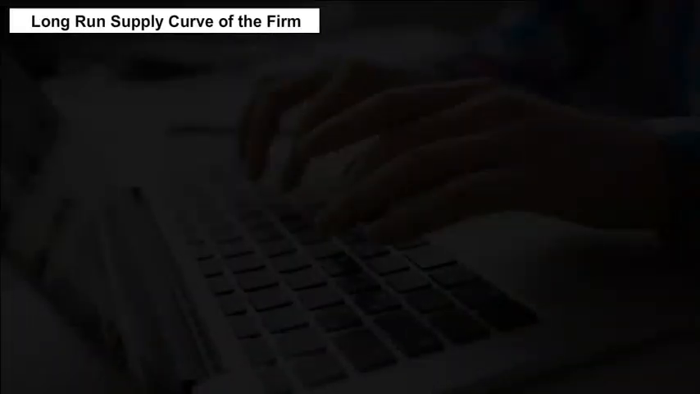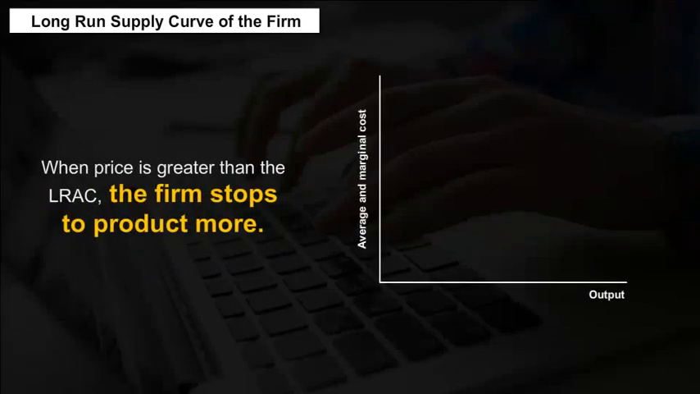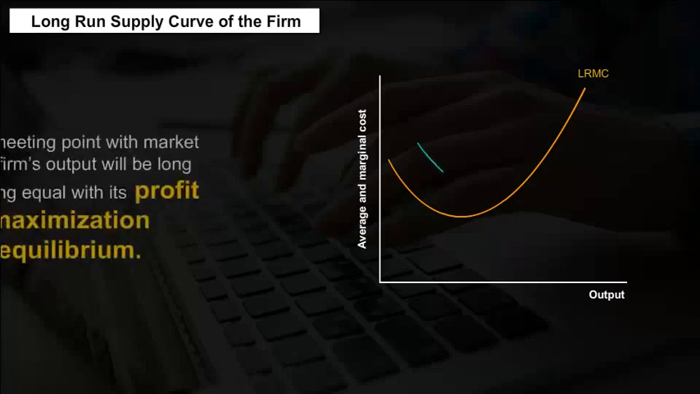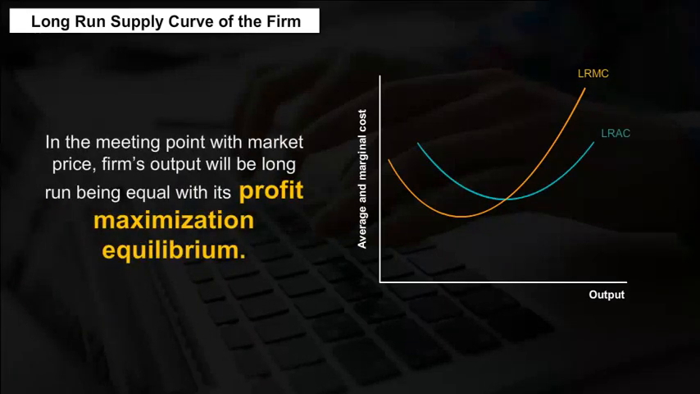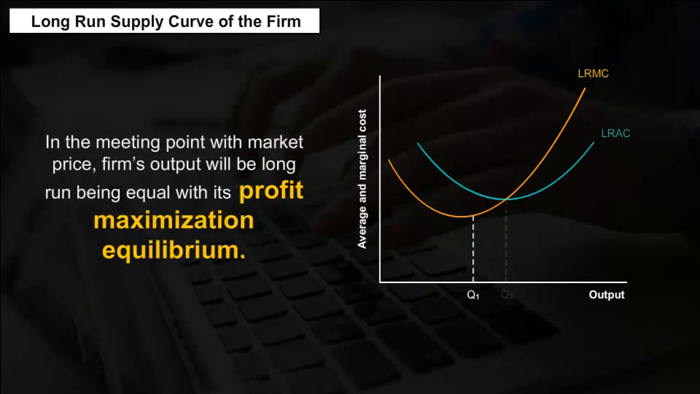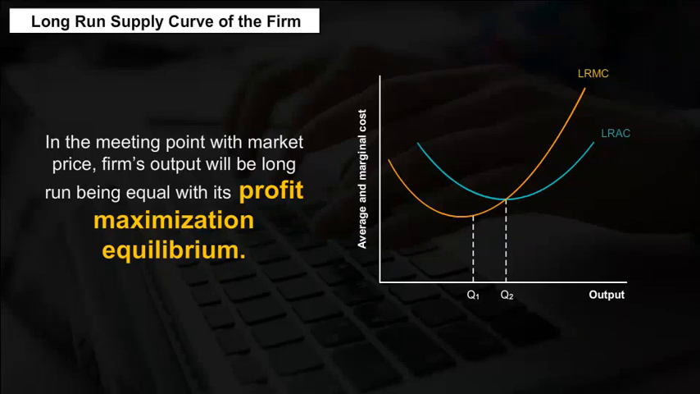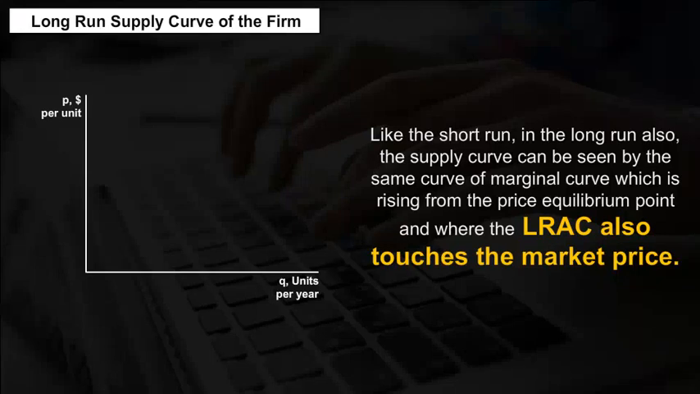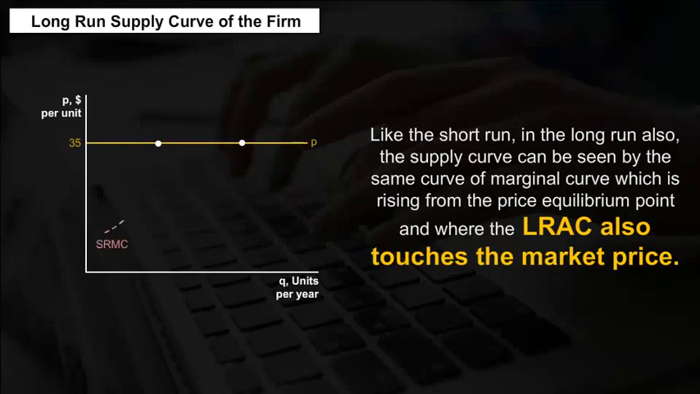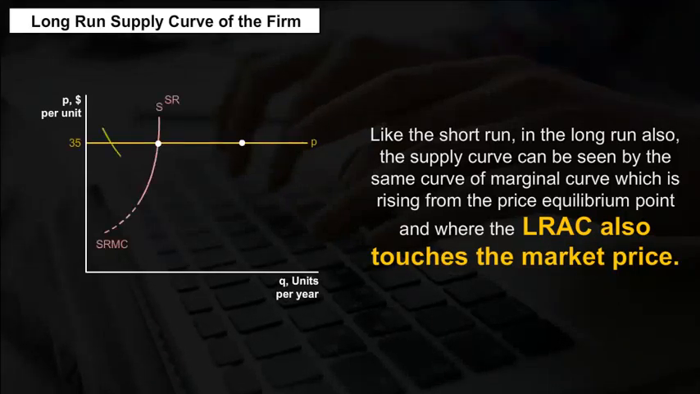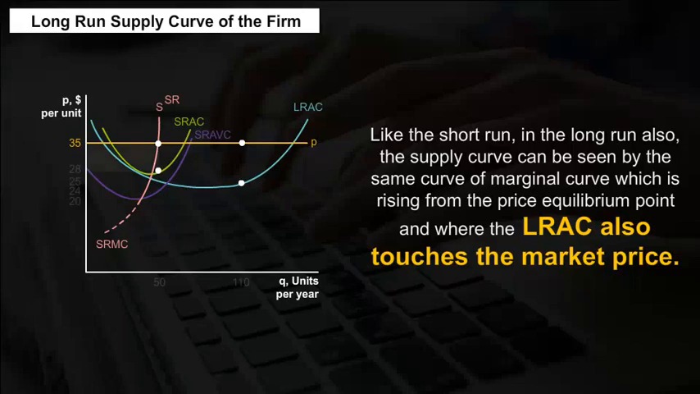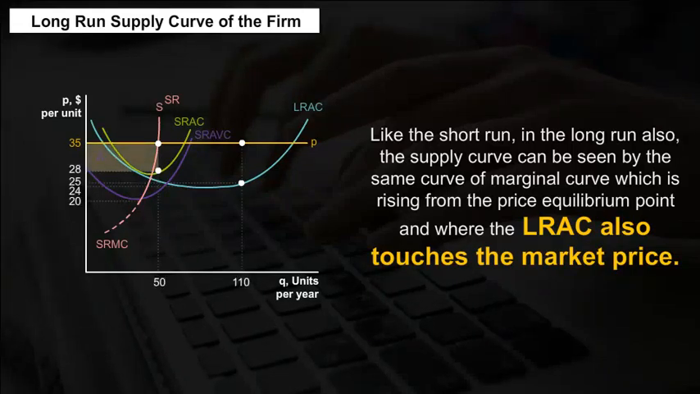Long-run supply curve of the firm. When price is less than the LRAC, the firm stops producing more. At the meeting point with the market price, the firm's output in the long run will be equal to its profit maximization equilibrium. Like the short run, in the long run also, the supply curve can be seen as the same curve of the marginal cost curve, which is rising from the price equilibrium point where the LRAC also touches the market price.